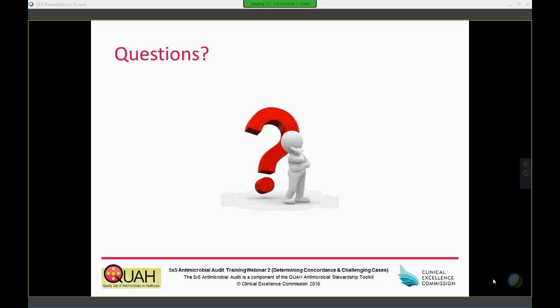Well, what we're hoping is that the audit will make people refer to guidelines maybe a bit more often and be a bit more comfortable with the recommendations in the guidelines. So with time, that's something that we hope that the audit can influence.